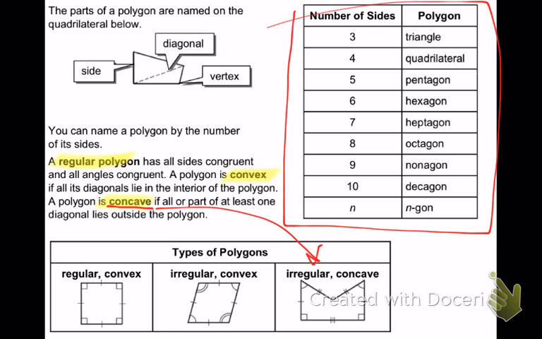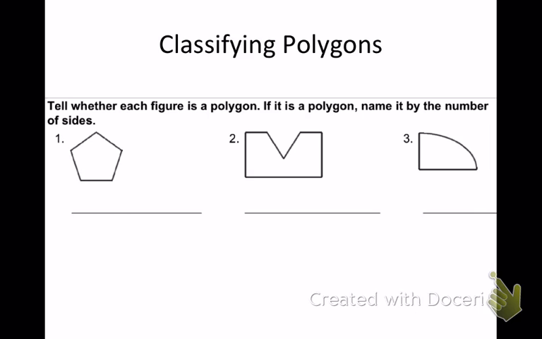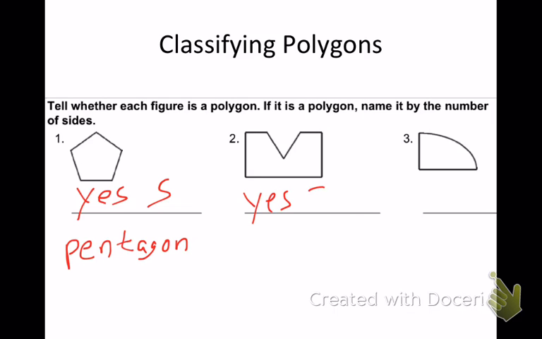Then we have a regular polygon. Again, all the sides and all the angles are the same. That'd be an example of a square there. So let's use what we learned. We want to tell whether each is a polygon. If it is a polygon, name it by the number of sides. First off, number 1, is that a polygon? Yes. How many sides does it have? 5. That would be called a pentagon. Number 2, is that a polygon? Yes. How many sides does that one have? 7, so that'd be called a heptagon. Nice job.